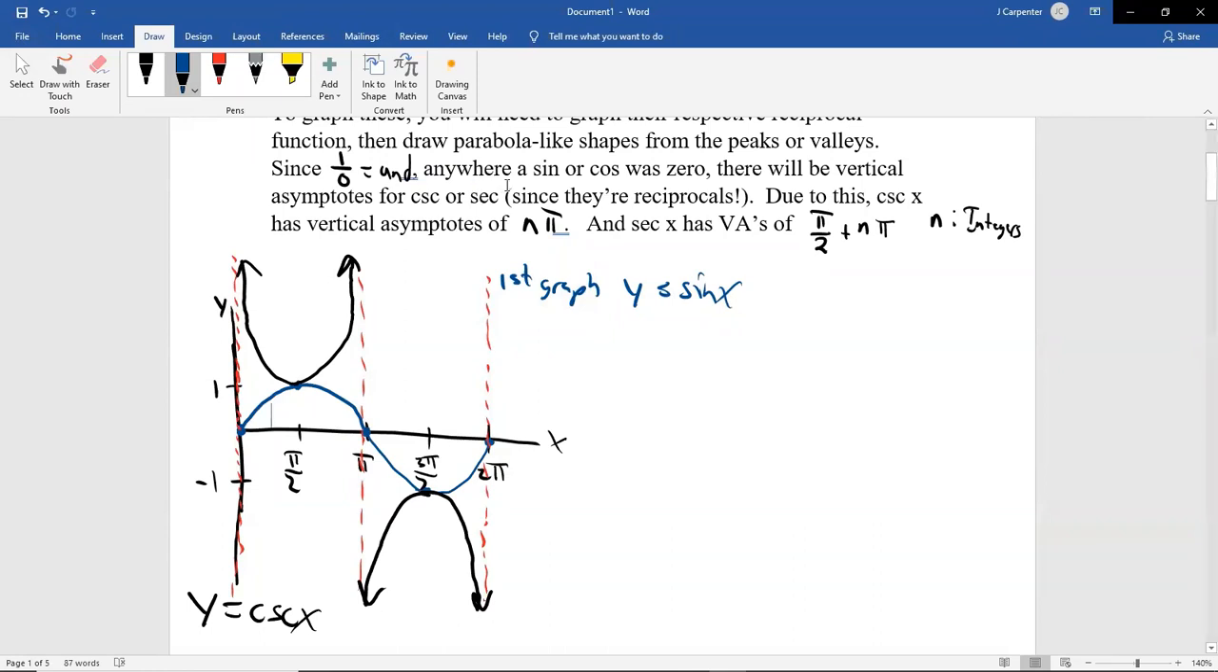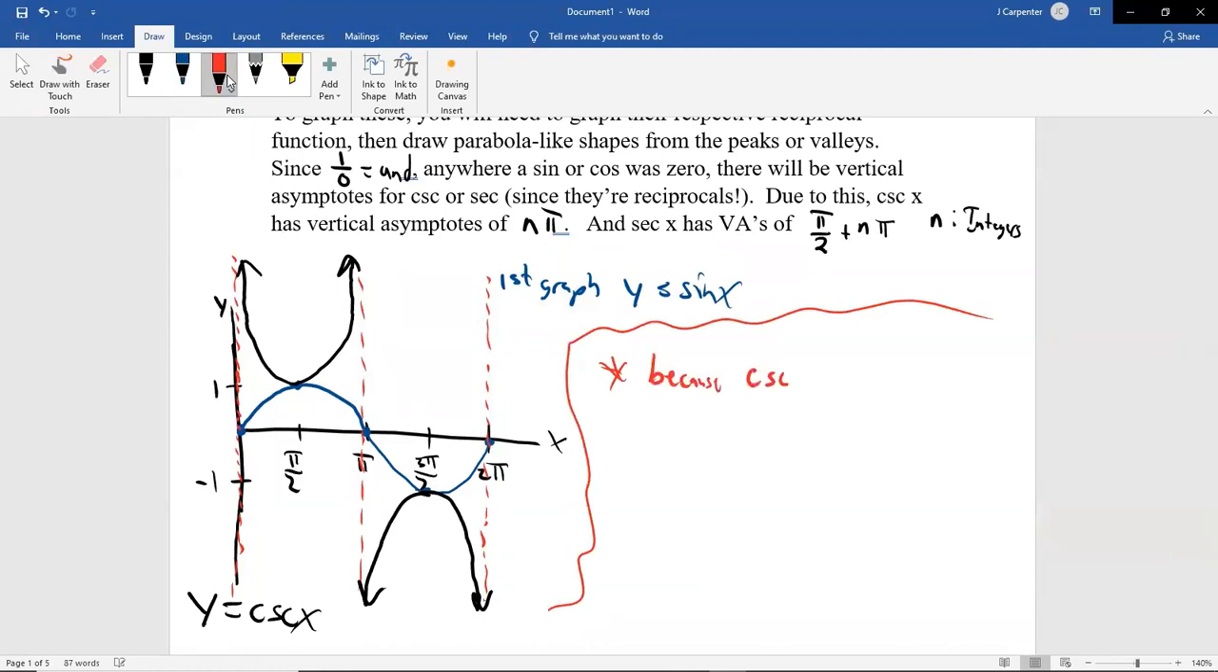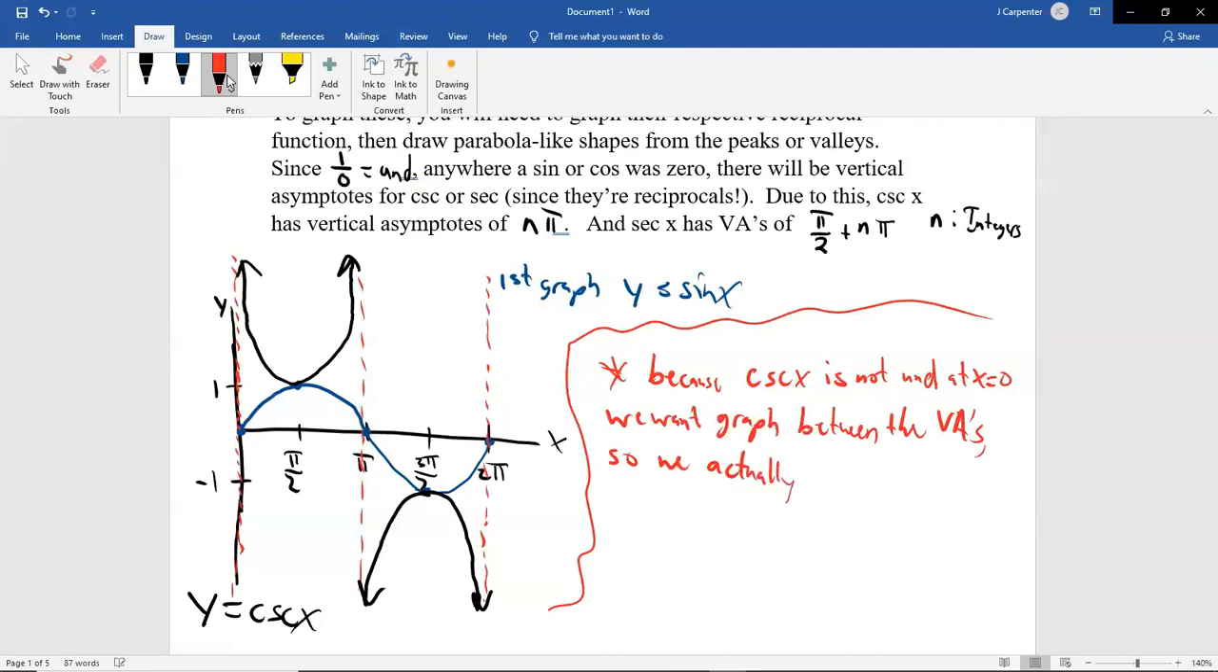Next up, we need to do the secant graph. But I want to make a little memo here, because cosecant of x is not undefined at x equals 0, we want to shift the graph. We want to actually graph between the vertical asymptotes. So we actually start a little to the left.